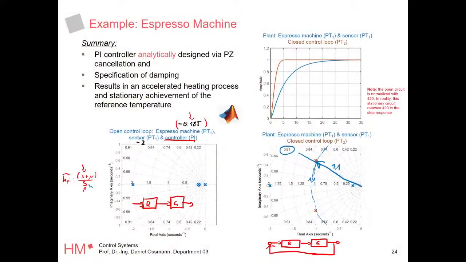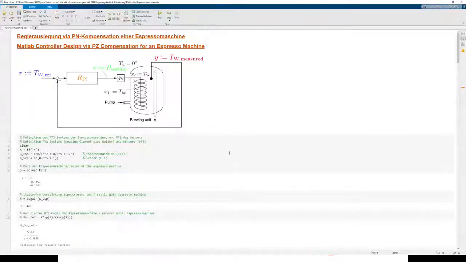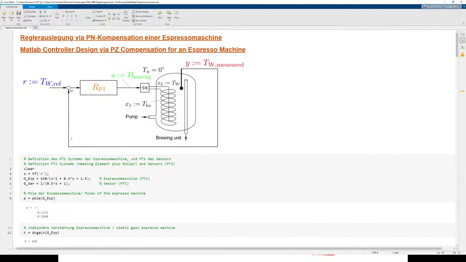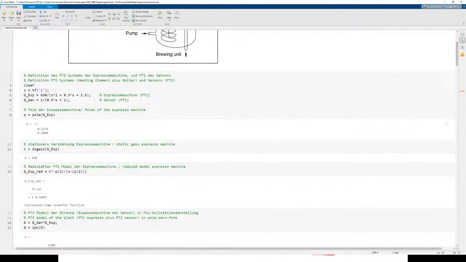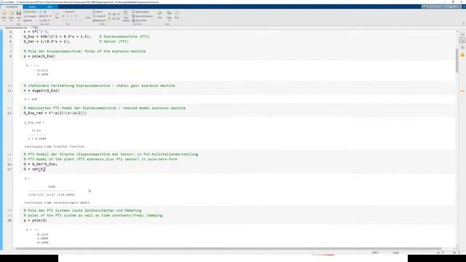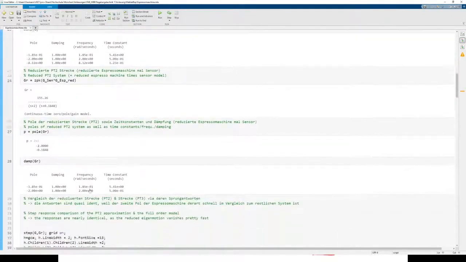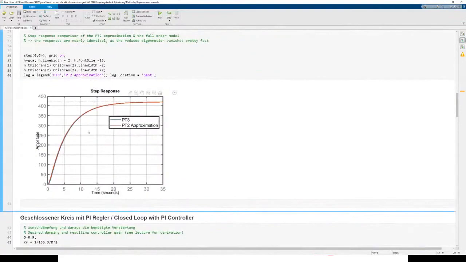Okay, as promised, a quick look into MATLAB. You can download this file as usual. You have everything there, right? It basically recomputes all the plots I've shown you in the lecture. So you have the open loop poles, you have the reduced system, and so on. And this is actually the interesting one. This is what I promised you.